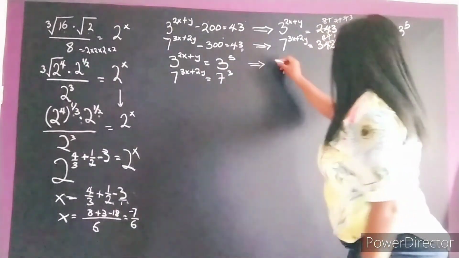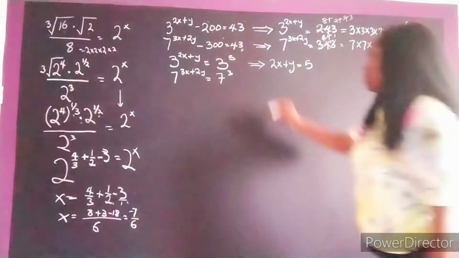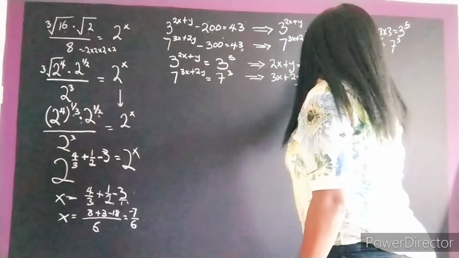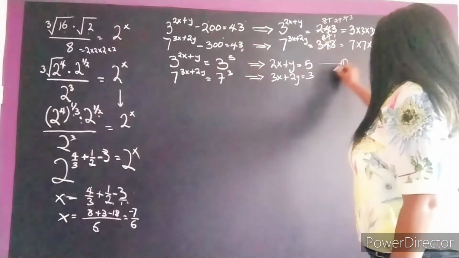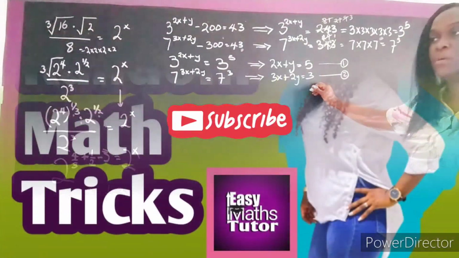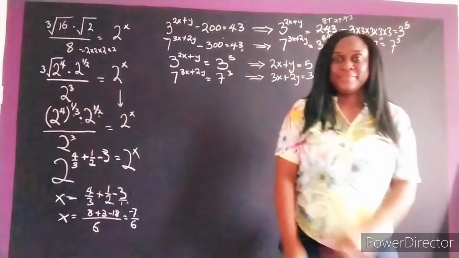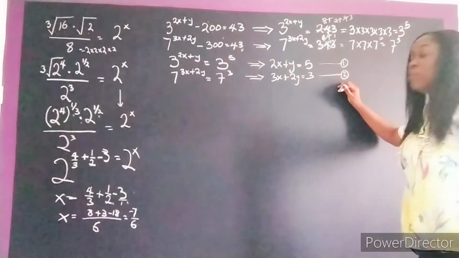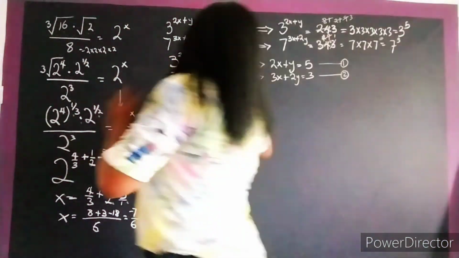The equation now becomes, we'll bring the powers down, 2x plus y equal to 5. Then for this one, 3x plus 2y equal to 3. Are we good? So now, here we have 2 simultaneous equations. We know there are different ways to solve simultaneous equations. Welcome back. So now these problems are simultaneous equations. So it's for us to find the values of x and y.